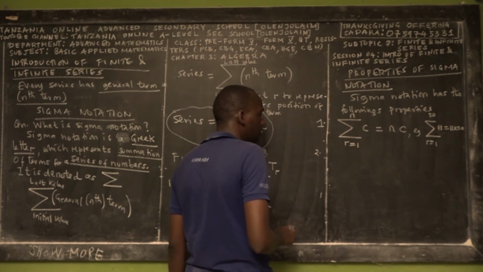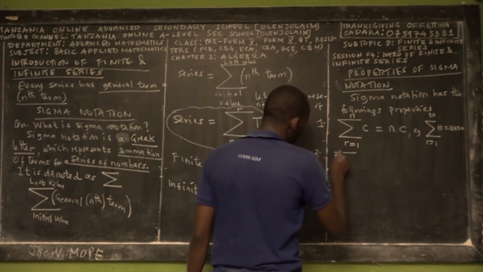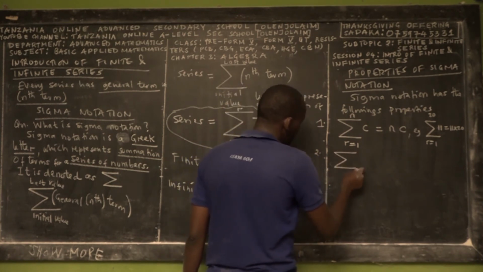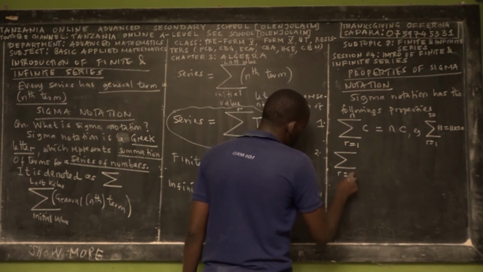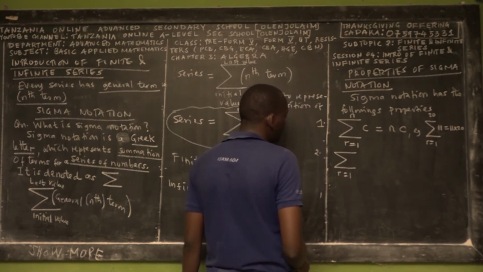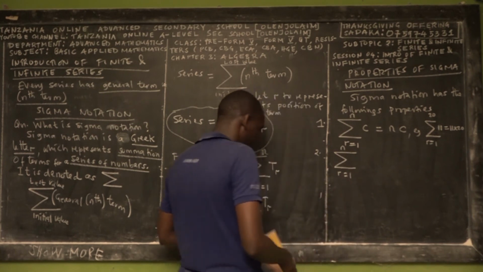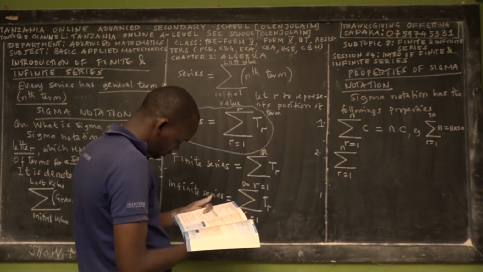The second property, we say that if you are finding the summation of the series from r equals 1 to n. These are the rules for finite series.